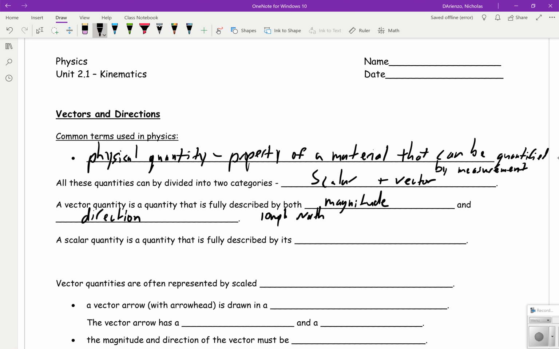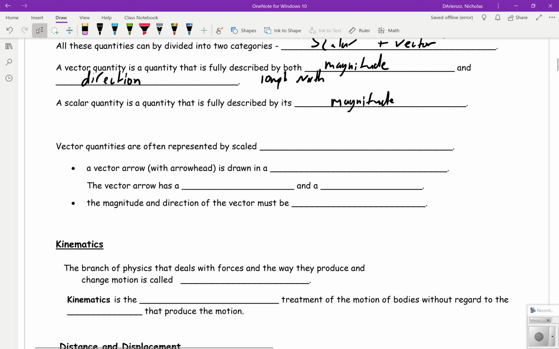For example, I might be traveling 10 miles per hour north. Whereas a scalar quantity can be fully described just by the magnitude of the number. So I could say that I'm traveling 10 miles per hour. Speed is a scalar quantity and could be described by just the magnitude, 10 miles per hour. If I can describe the motion given the direction, 10 miles per hour north, I can now talk about the object's velocity, which is a vector quantity.